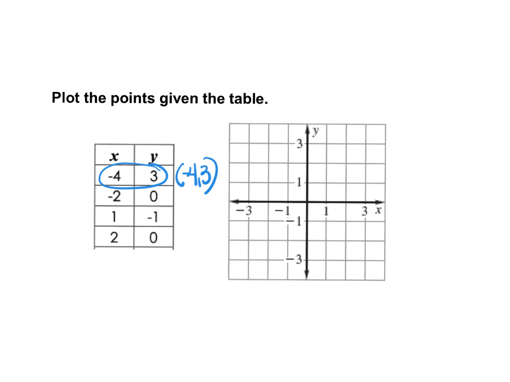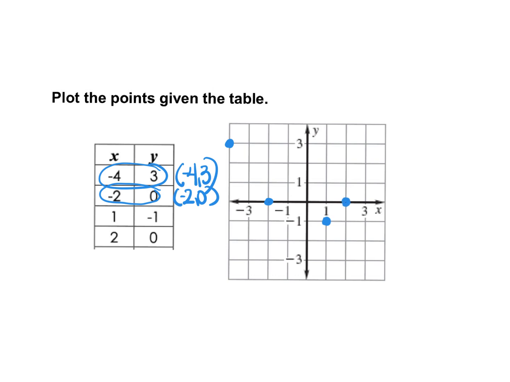So the first one we're going to do is we're going to graph -4, 3. So walk to the -4 and then go up 3. And then we need to then graph -2, 0. So we're doing -2, 0, which also looks like this. So we're walking to the -2, going up 0. Our next one is 1, -1. So let's walk to the 1 and go down 1. And then our last one is 2, 0. So we're going to walk over to the 2 and then go up 0.